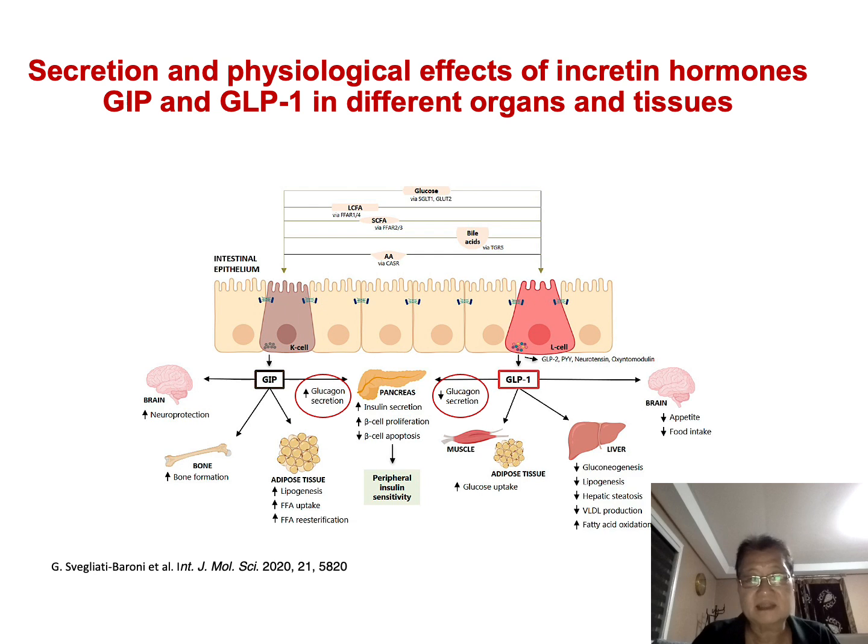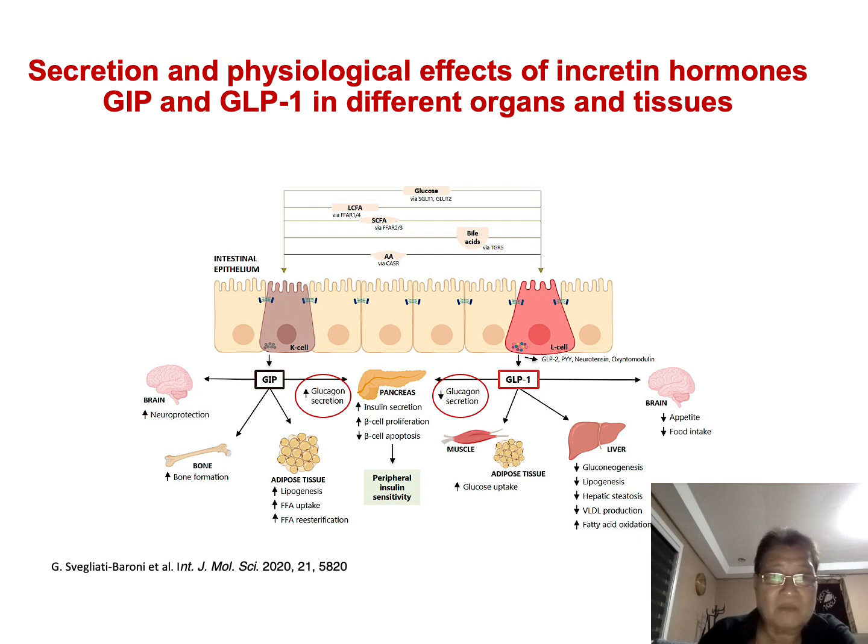Okay, some of the nutrients responsible for the release of GIP and GLP-1 are commonly glucose or other carbohydrates, lipids and amino acids, proteins, and even bile acid. After secretion, GIP and GLP-1 exert their function in the pancreas and extra pancreatic tissues such as the liver, adipose tissue, muscle, including bone and central nervous system.